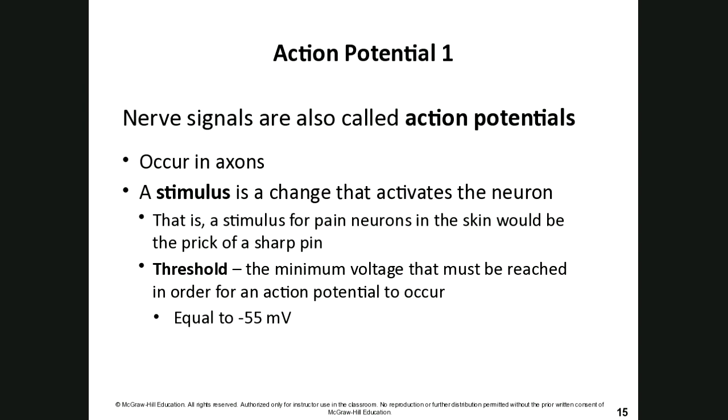Threshold is the minimum amount of voltage change that has to happen in order for an action potential to take place. Now, once we reach threshold, that means that boom, we're going to have an action potential no matter what happens. It's an all or nothing sort of response. So it's not like you get to negative 50 or negative 45 and you're just like, I'm just going to have a little bit of an action potential. No, once you reach threshold at about negative 55 millivolts, that signal is going to be sent.